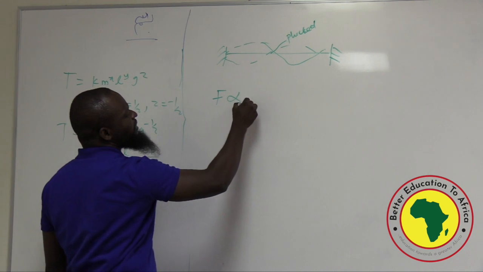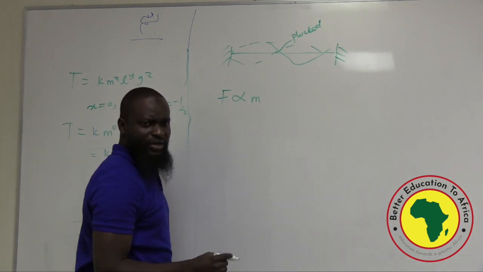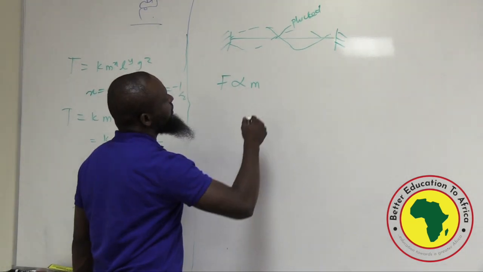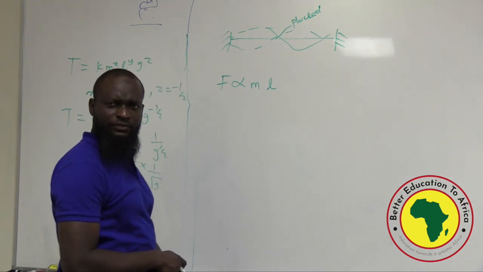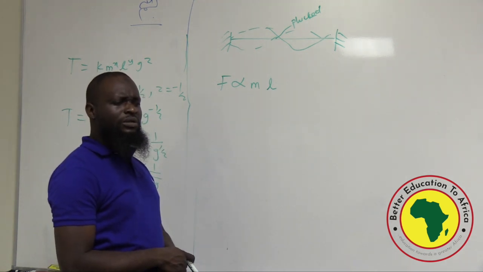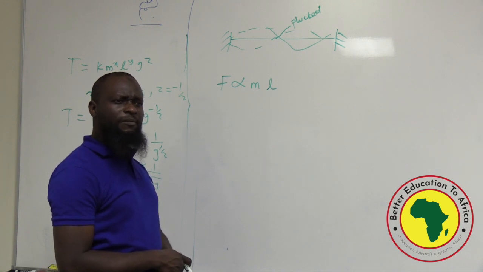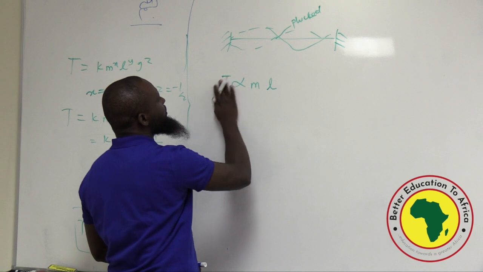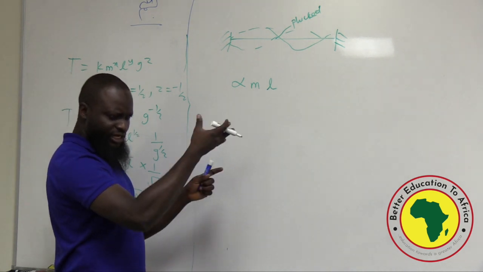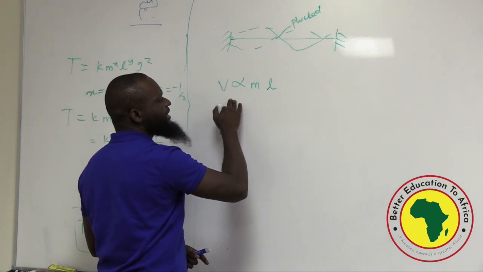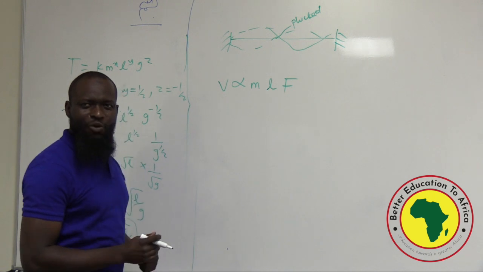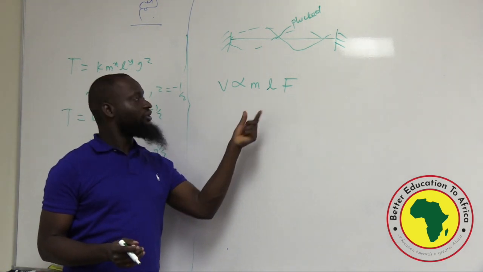So let's assume this tension depends on the mass of the string, and let's assume it also depends on the length of the string, the mass and the length. And let's also assume it depends on the speed of oscillation on the string. The oscillation speed of the string, V, is dependent on the mass of the string, the length of the string, and the tension in the string, which I call F. Now, we want to get the relationship between this speed of the oscillation and these.